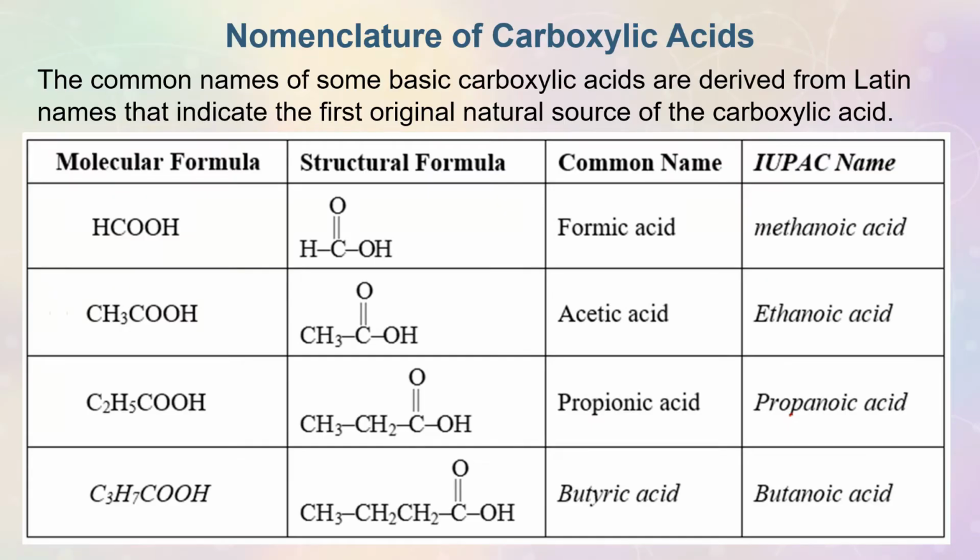The common names of some carboxylic acids are derived from Latin names that indicate the first original natural source of the carboxylic acid. For example, methanoic acid is known as formic acid, ethanoic acid is known as acetic acid, while propanoic acid is known as propionic acid. Butanoic acid's common name is butyric acid.